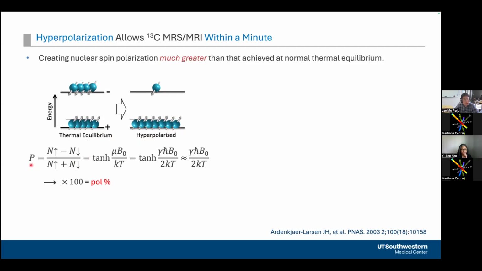So you may have heard about polarization percent. The polarization percent means how much population difference there is compared to the total population. If you have 100%, there is nothing in one energy level compared to the other. So how low is it in thermal equilibrium? At 3 Tesla for carbon-13, at room temperature, the polarization level is this low, 0.00026%.